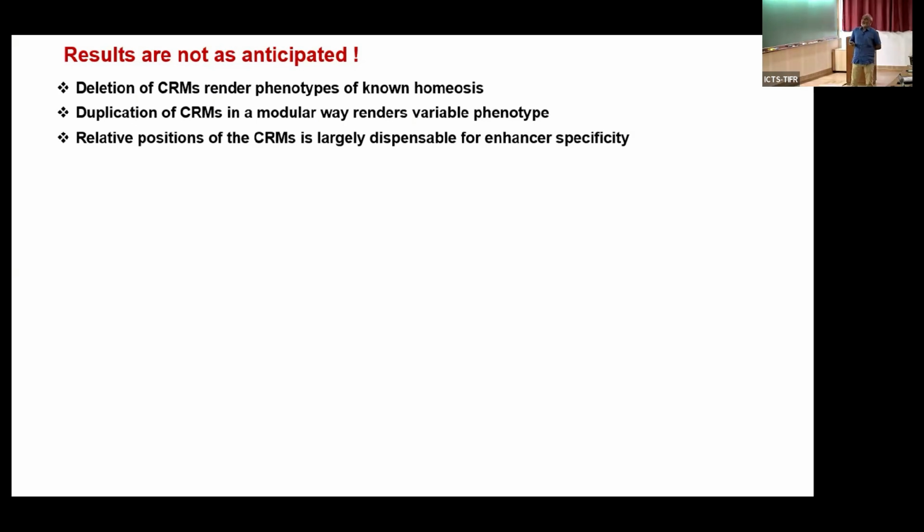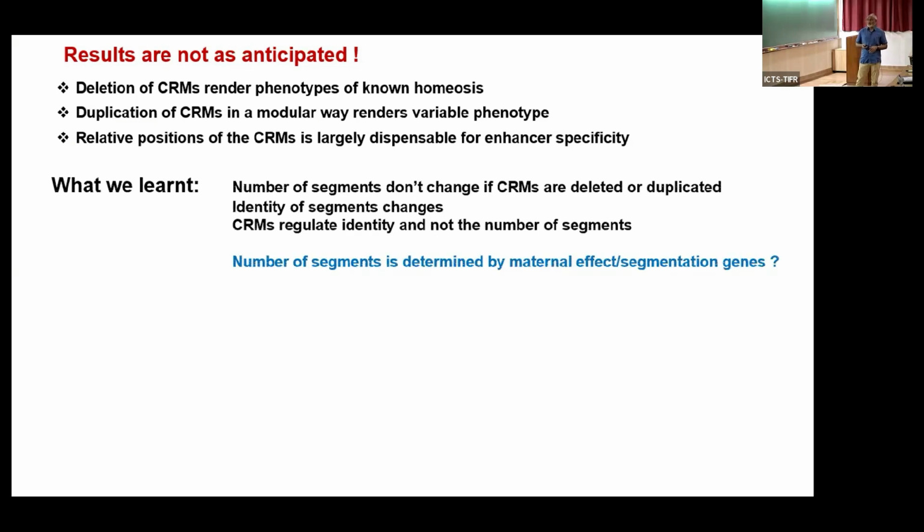So what we learned from this is that deletion of a regulatory module gives a known homeotic phenotype. Duplication of a CRM in a modular way renders a variable phenotype, and relative position of the CRM is largely dispensable for enhancer specificity. And why is this collinearity so much conserved all the way from vertebrate to insect, although you reshuffle and actually not much happens? That is something which still puzzles us.